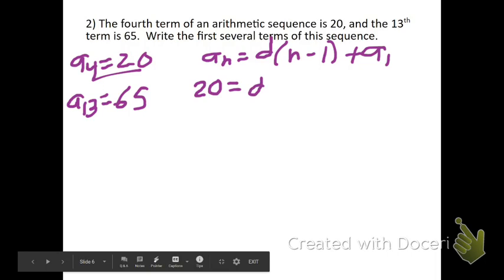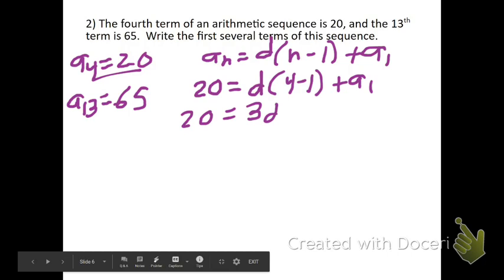Equals d, we don't know the common difference, but we do know n. Since it's the fourth term, we know that n is equal to 4. So 4 minus 1 plus the first term, which we don't know. Then simplify this down to 20 equals 3d plus the first term. And then I'm going to do the same thing with this value here.